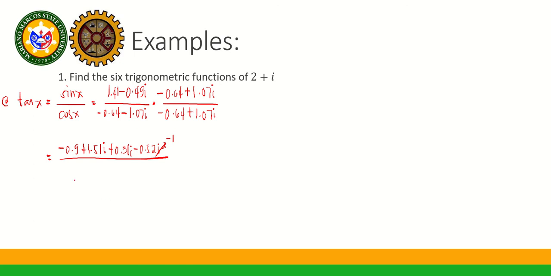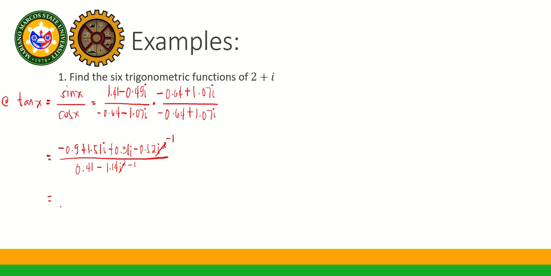And then, for our denominator, we have 0.64 times 0.64. That will be positive 0.41. And then, take note, this is a special product. If we see binomials with different signs but the same terms, our answer is the difference of two squares. So we just square the first terms and square the last terms. So that will be negative 1.07 times 1.07i squared, which is 1.14i squared, so negative 1.14i squared, and i squared is equal to negative 1.